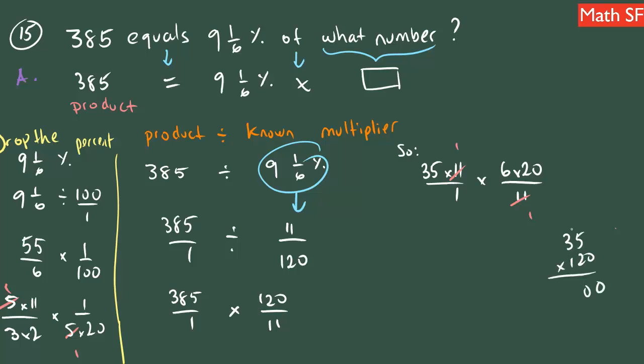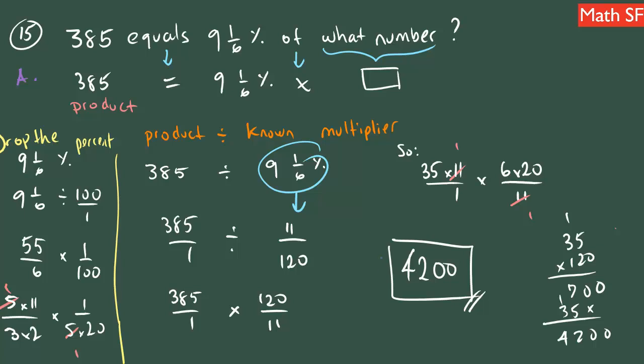35 times 120 is 4200. So that should be the missing number in that case. So once again, you just translate. If you have to drop the percent, you drop the percent and follow with the same operation. And you remember, your answer should always be reduced to its lowest terms.